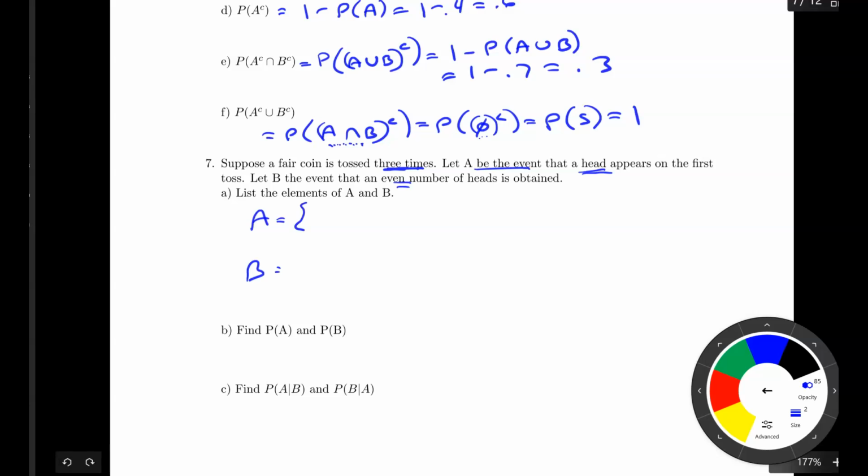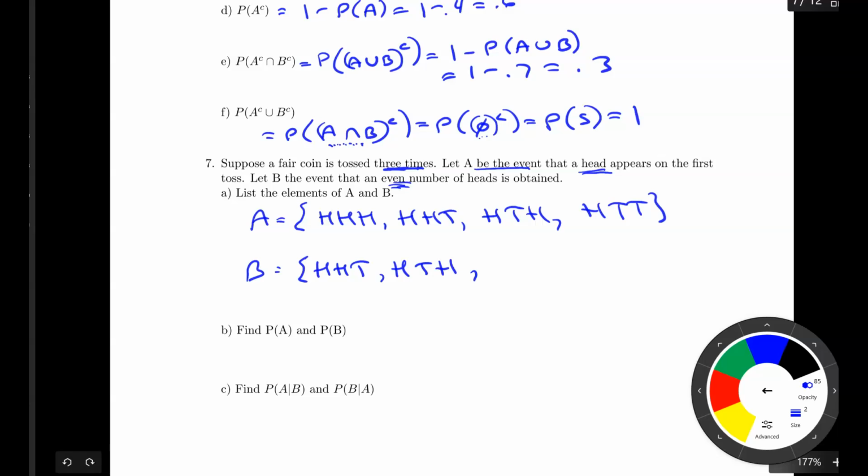But if I want a head on the first time, I have head, head, head, or head, head, tail, or head, tail, head, or head, tail, tail. Okay, so those are all the different options. So then event B is there's an even number of heads. So I'll put the 2 heads first, I'm trying to stay organized so I don't keep a pattern going. Head, tail, head, or tail, head, head, or remember 0 is an even number, so tail, tail, tail.